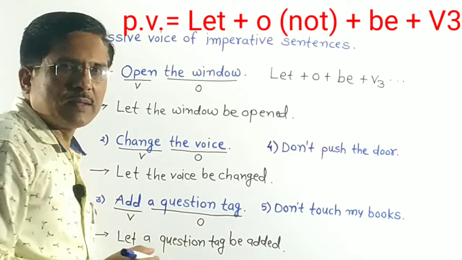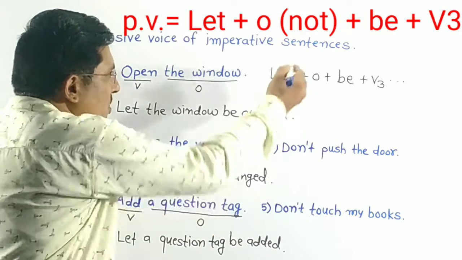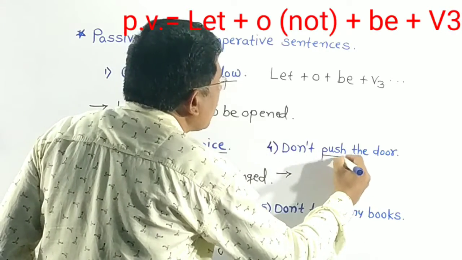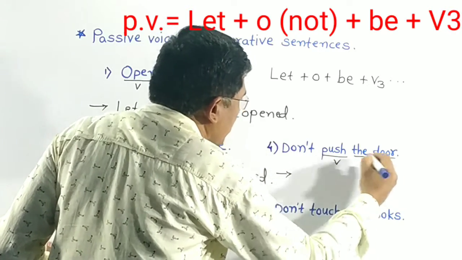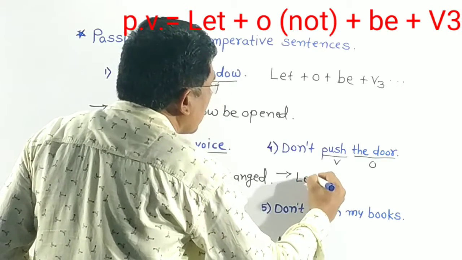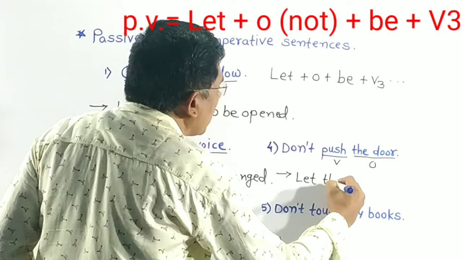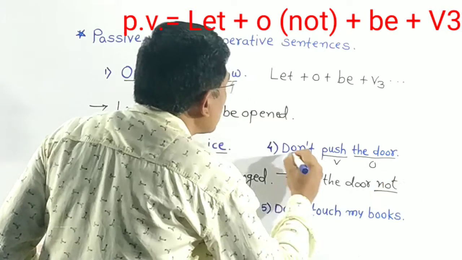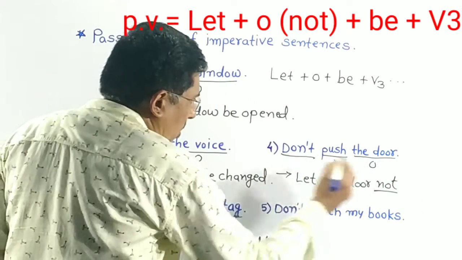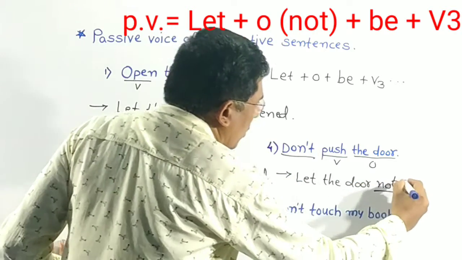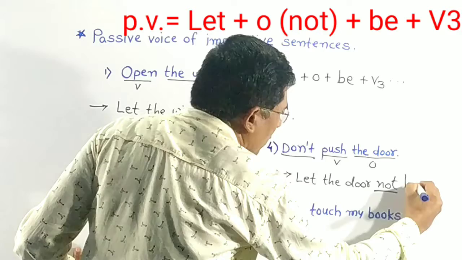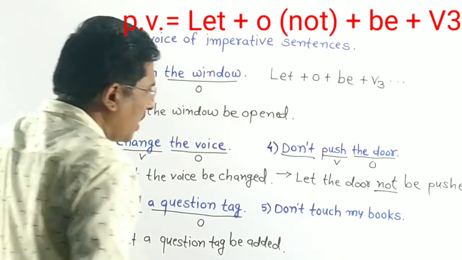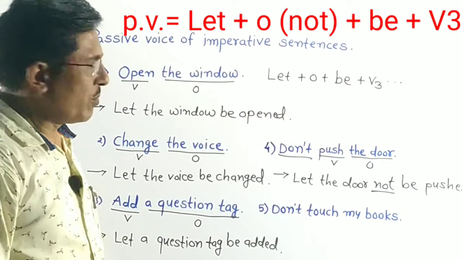Now fourth sentence, it is negative sentence. Use the same formula. Push is verb, the door is object. Take let in the beginning, let, then object, let the door, then take not. There is don't, no. So instead of don't, take not only. Let the door not, then take be with the V3 form of main verb. Let the door not be pushed.